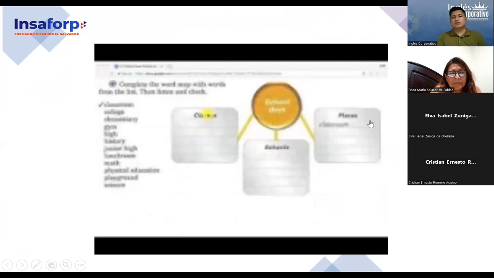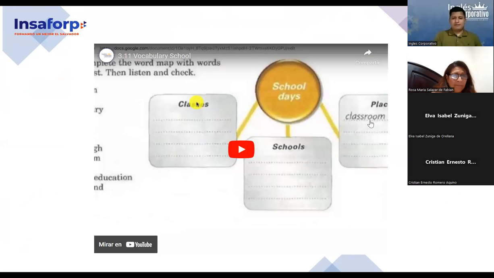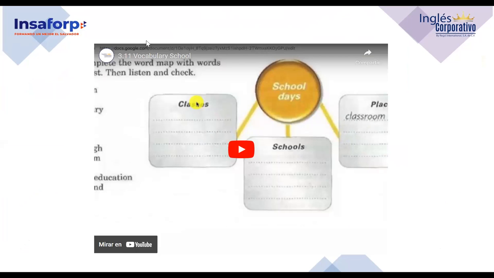The first thing, we're gonna take a look at some vocabulary. So I want you to listen to the vocabulary, take notes if you want. And then we will practice a little bit more.